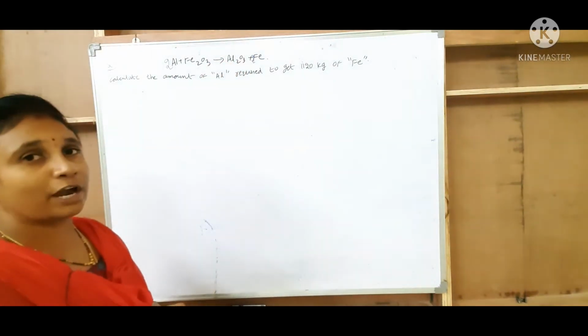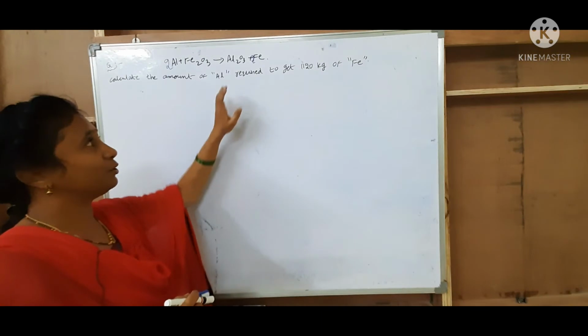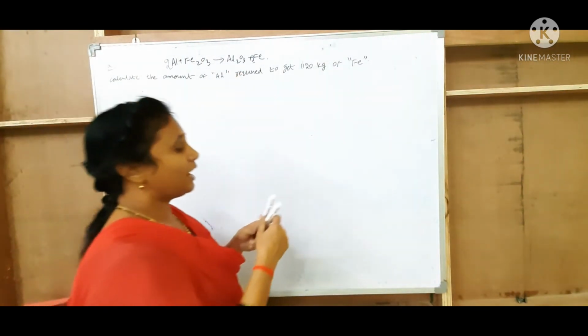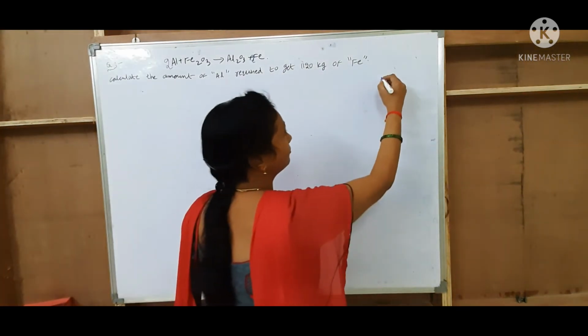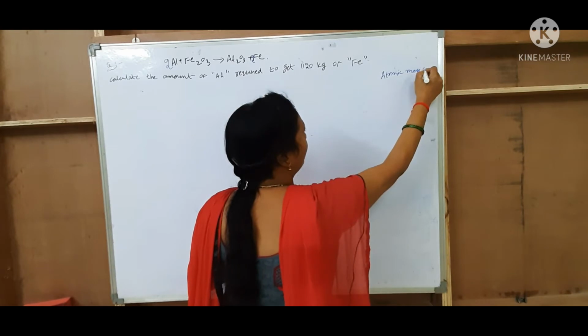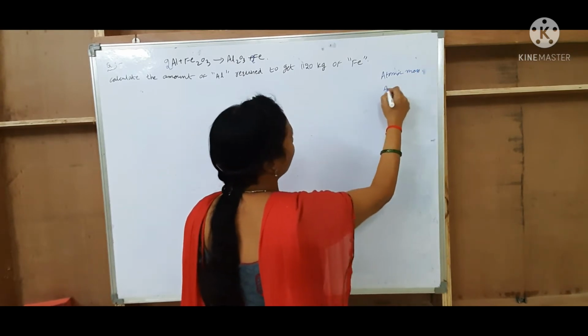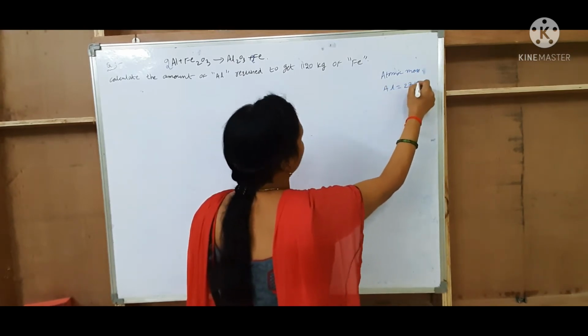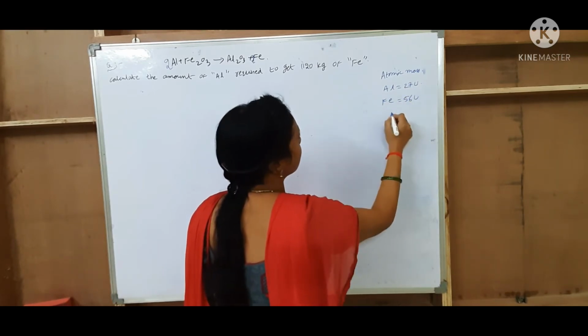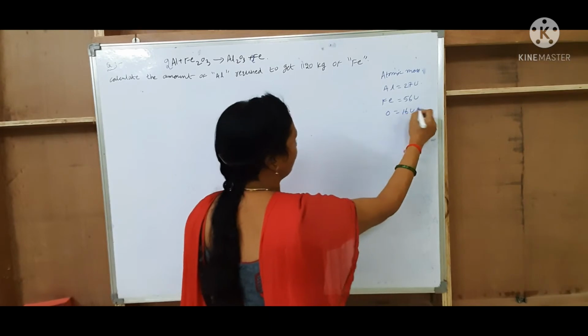After balancing, you have to see which compounds are used here. You have to take the atomic masses of those compounds. The atomic mass of aluminium is equal to 27 units. Next, iron is equal to 56 units. Oxygen is equal to 16 units.